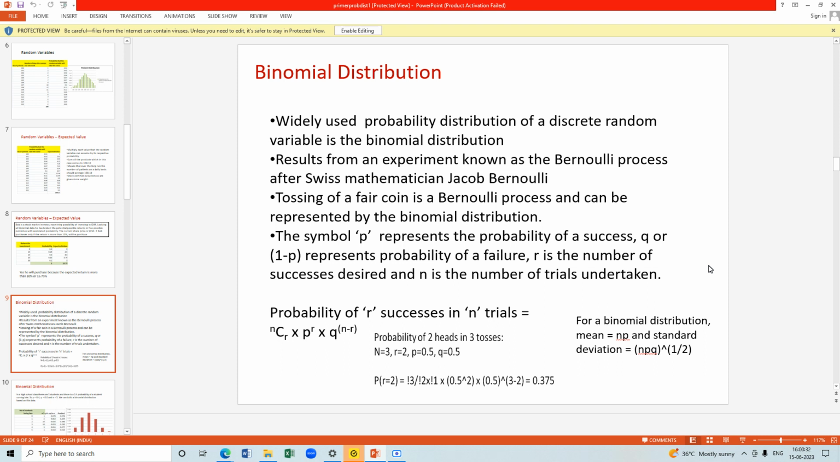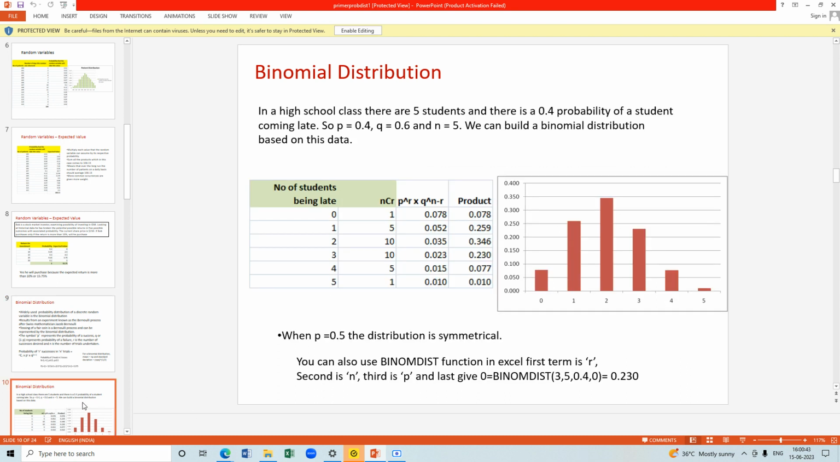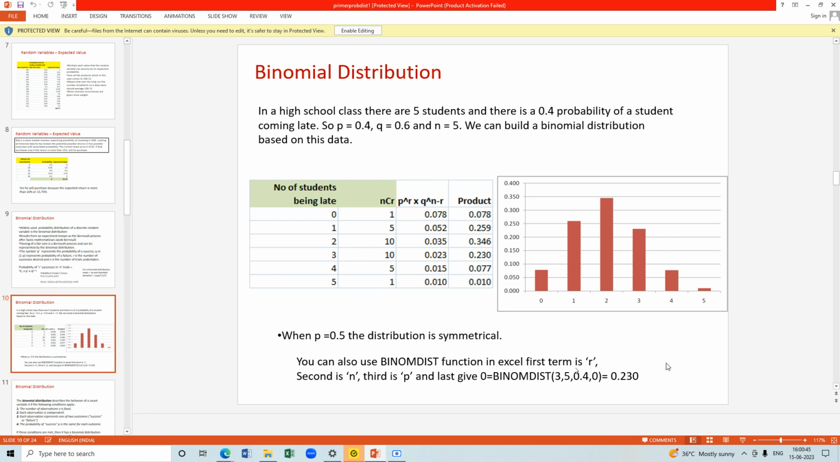You have to keep in mind the binomial distribution mean is given by NP and standard deviation is given by square root of NPQ. Now let's take another example. In a high school you have five students and there's a probability of 0.4 of a student coming late. So P is 0.4, Q is 0.6, which is 1 minus 0.4, and N is 5. So you can build a binomial distribution based on this data.